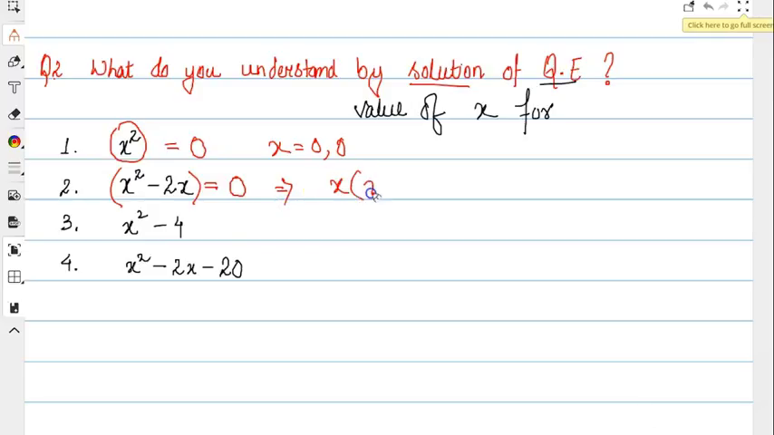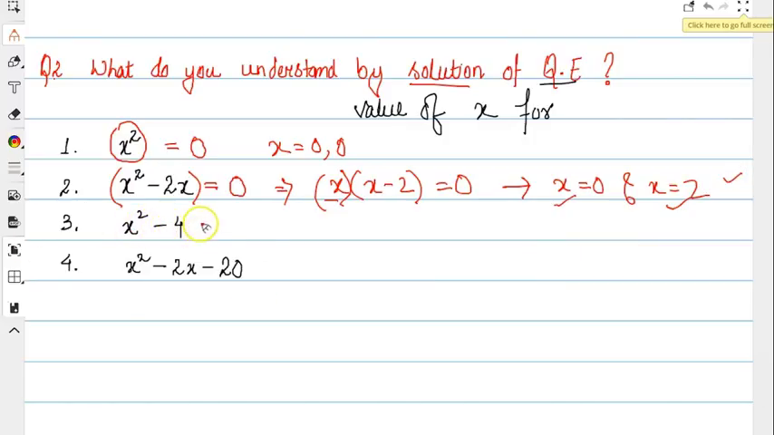So you can take x common and x minus 2 is equal to 0. Now you see I have x times x minus 2 is equal to 0. So the product of two things is equal to 0, that means either of them can be 0. So my solution will be x is equal to 0 and x is equal to 2. For both these values, my expression will become 0. This is the solution. Okay.